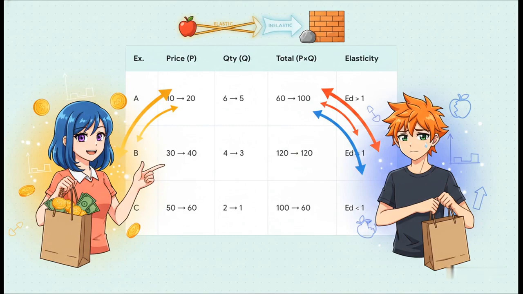In example A, you see the price doubles from 10 to 20. But look what happens to the total spending. It actually goes up from 60 to 100. See? Price and spending are moving in the same direction. That's our signal that demand is relatively inelastic.